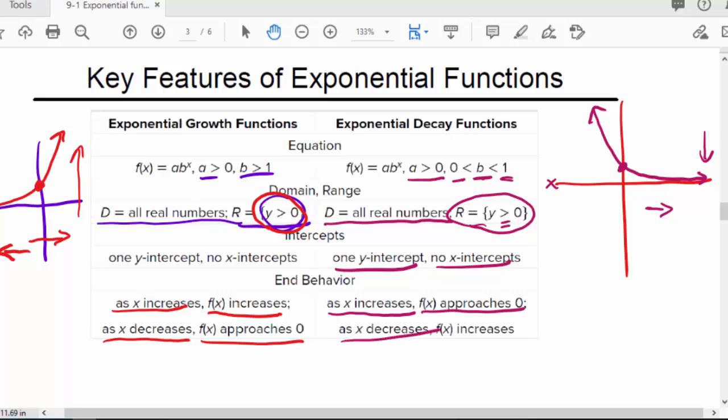As x decreases, meaning we go towards the left, the y values, again, which is f of x, are going to increase forever. So f of x increases or approaches positive infinity.